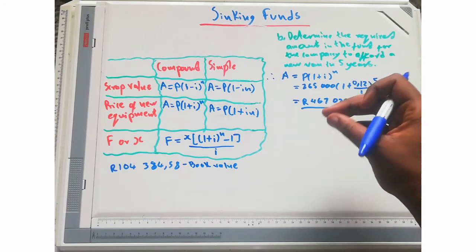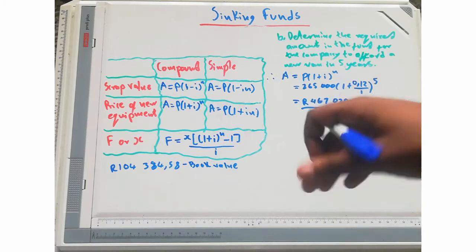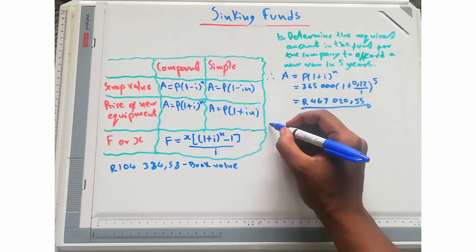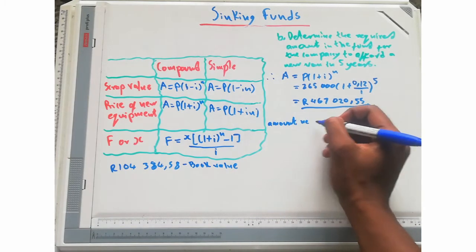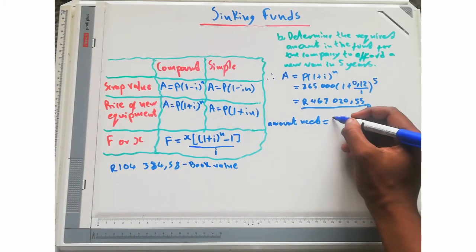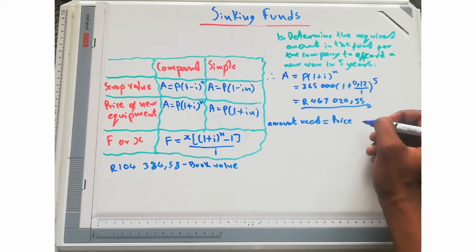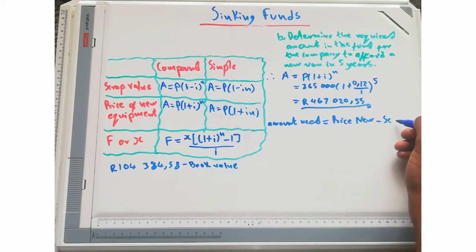But then for us to find the amount of money we need in our fund to be able to afford a new car, it's simply, let me say, the amount needed. It's going to be what? It's going to be the price of the new equipment minus what? Your scrap value or your book value.